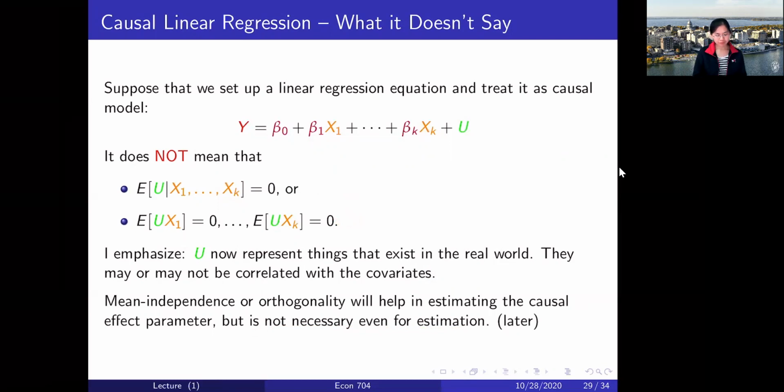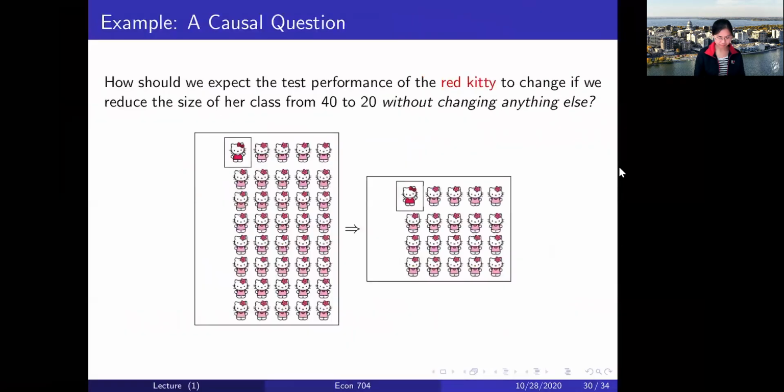So causal models attach real world meaning to the error terms, which are no longer by definition orthogonal or mean independent with the x variables. And in causal models, the betas can be interpreted as the causal effects. So what is a causal question? We have considered a causal question already. How does changing party affiliation of the governor change the COVID-19 cases?